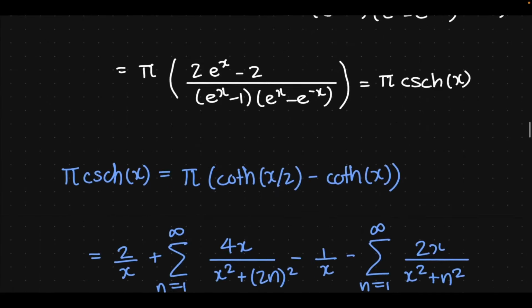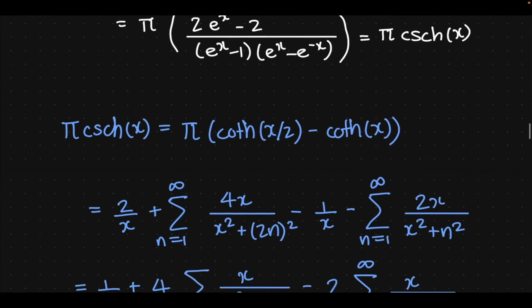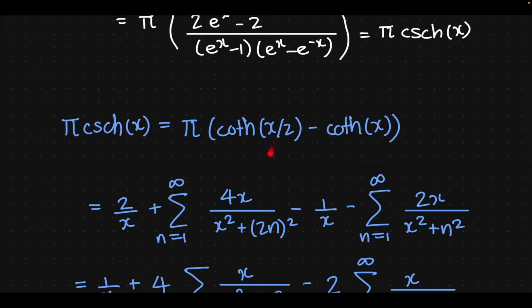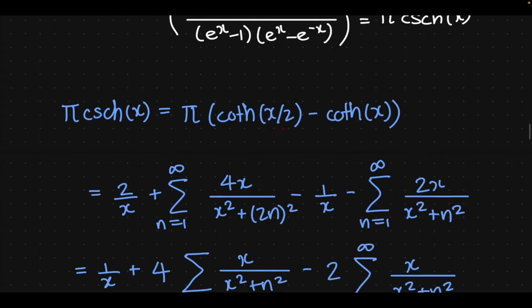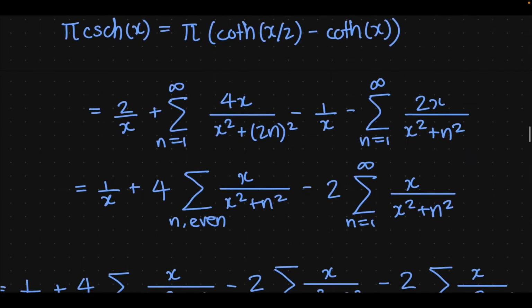Now let's prove the formula. Because if we expand both the hyperbolic cotangents using their Mittag-Leffler expansions, we get 2 over x plus sum from n equals 1 to infinity, 4x over x squared plus 2n the whole squared, because we had x over 2 the whole squared and just refactoring the 2 out, minus 1 over x minus sum from n equals 1 to infinity, 2x over x squared plus n squared. So we notice that this can be written as 1 over x, because 2 over x minus 1 over x is 1 over x plus 4 times.